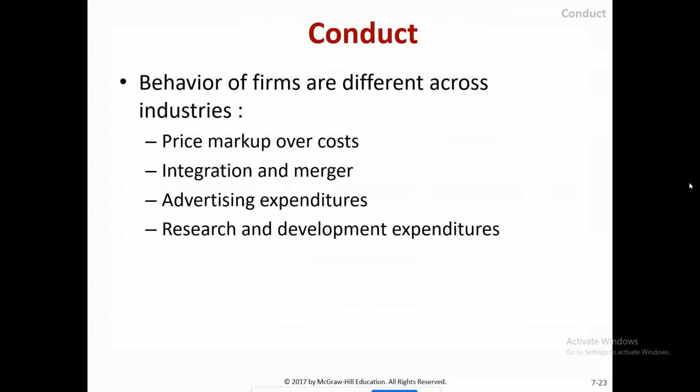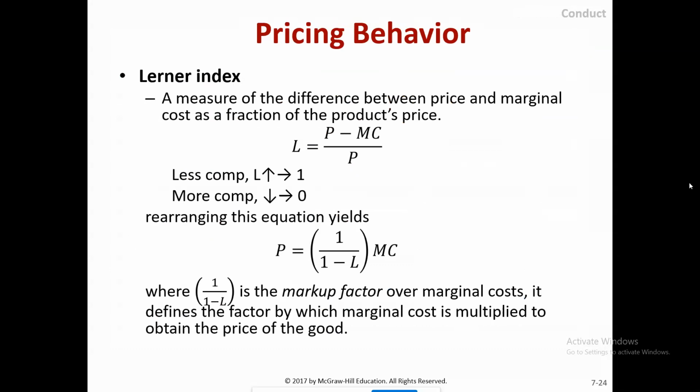Next, let's discuss how conduct or behavior of firms differ across industries. There are four of them. The first one is price markup over costs. It's measured by the Lerner index. It is calculated as follows. The numerator is the difference between price and the marginal cost of the firm. The denominator is the price.